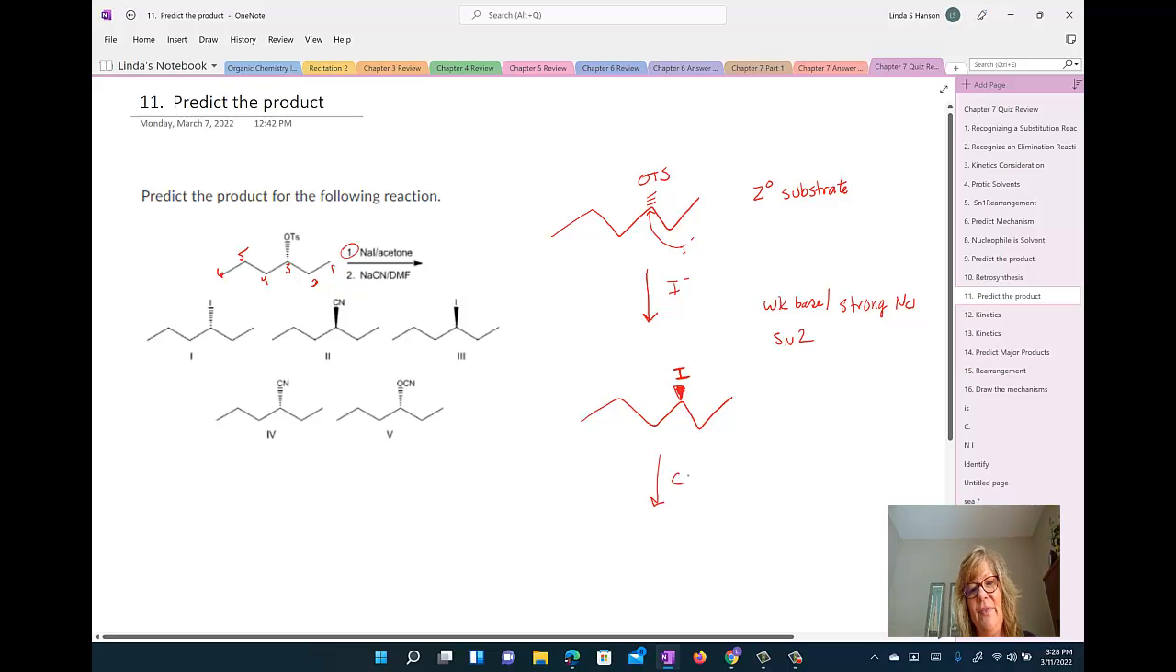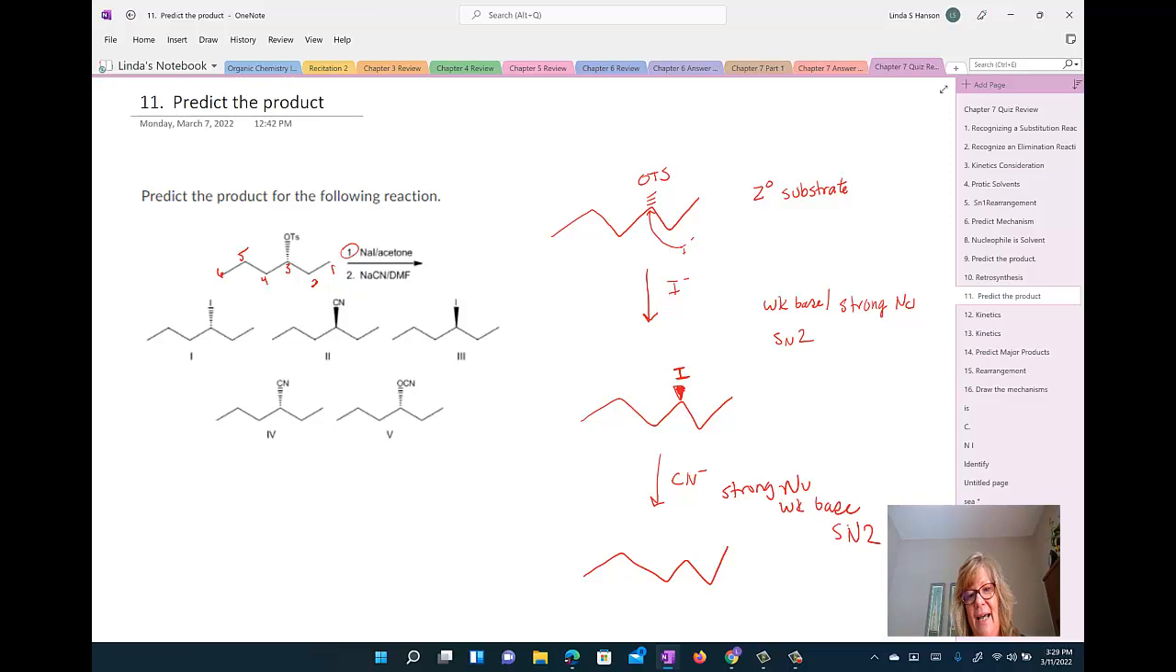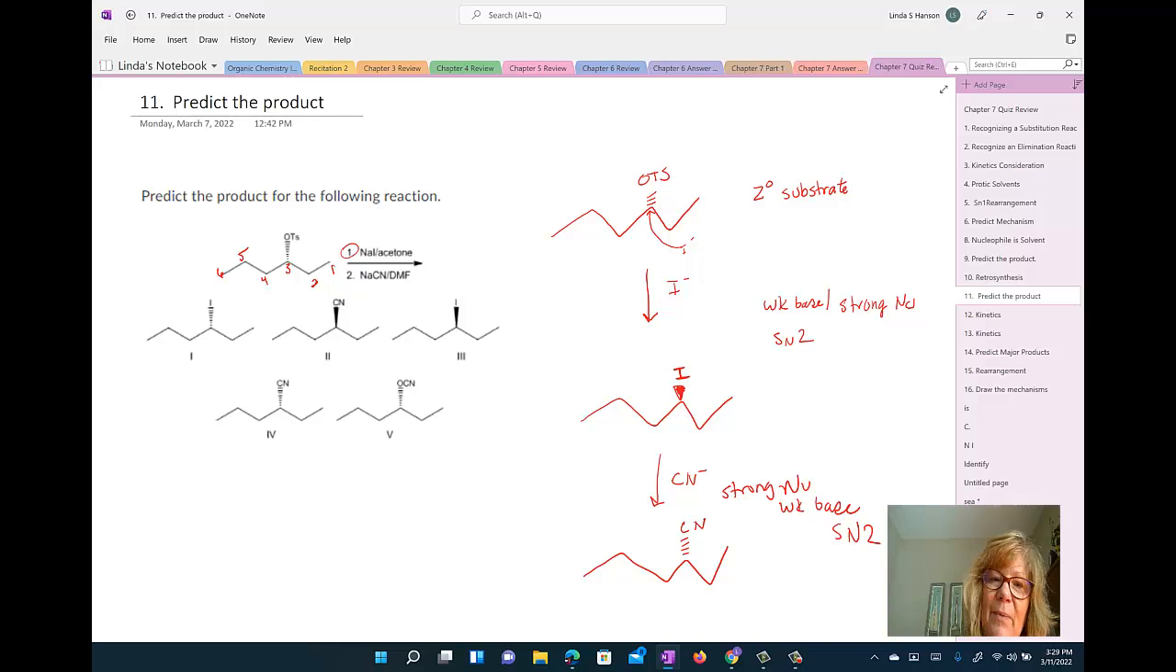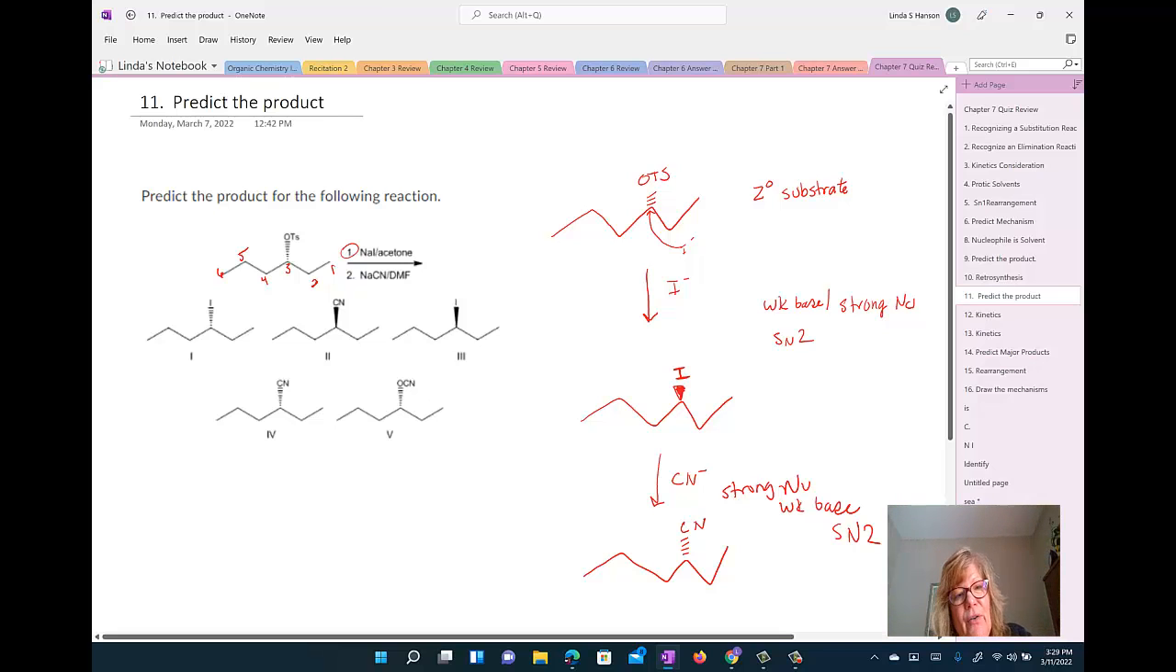Step 2. Here we have CN negative in its solvent, DMF, an aprotic solvent. This is also a strong nucleophile, weak base. So in this position, we also know that it's going to be an SN2 mechanism: strong nucleophile, weak base, secondary substrate. You must know that that is an SN2 mechanism. So we'll have inversion occur. And we're now back to the original dash that it started with. So you had inversion in step 1, and a second inversion in step 2. So the final product would have the cyanide end up on the dash.